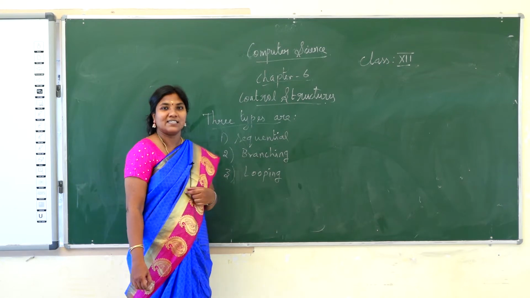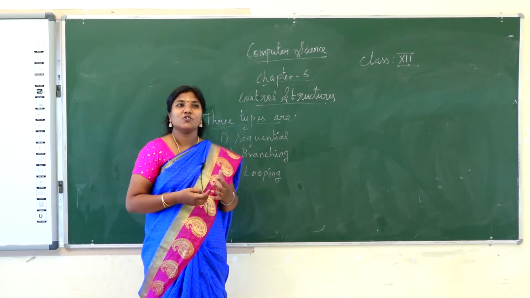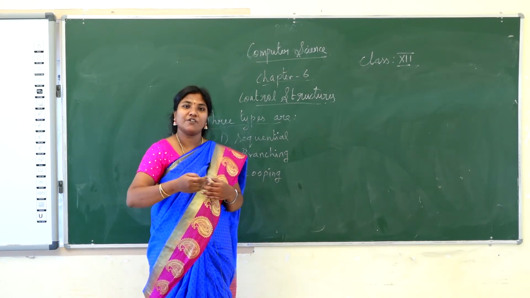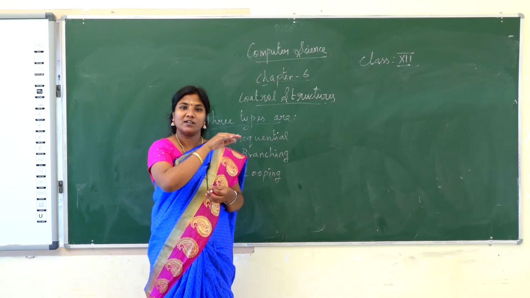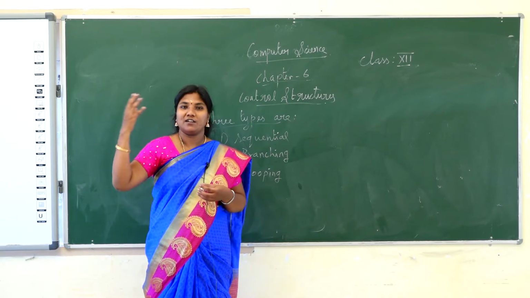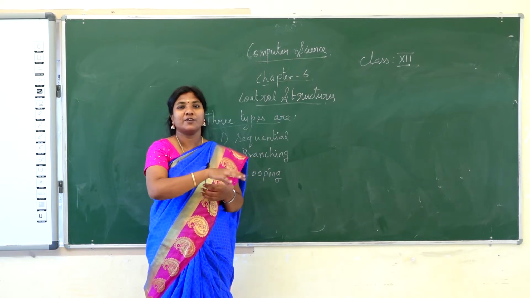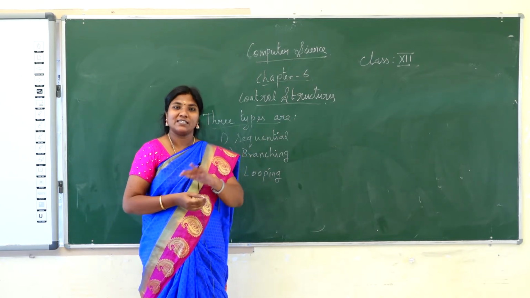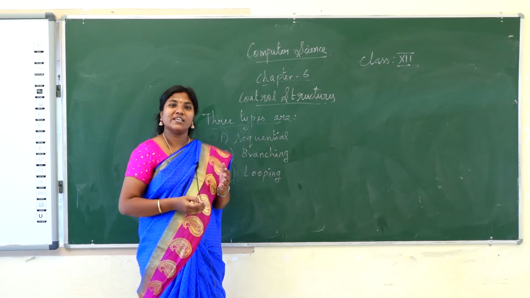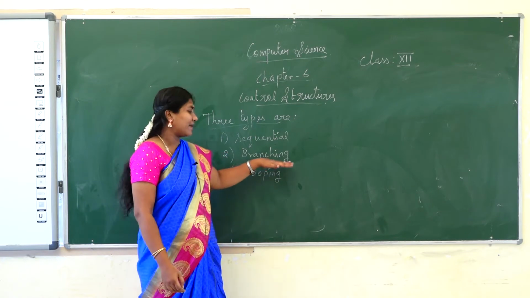Next one, branching statements. So what are all the branching statements? When you are executing a set of statements, if you want to jump from one line to the fourth line or fifth line, from one set of statements to another set of statements or another line, that is called branching of statements. For such type of execution, you will be using the branching statements.